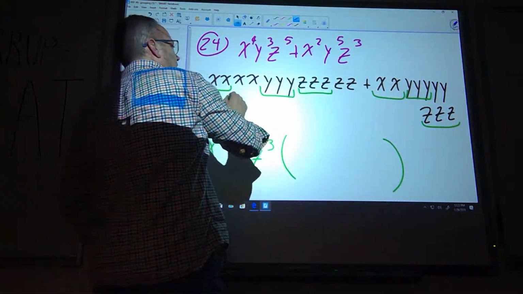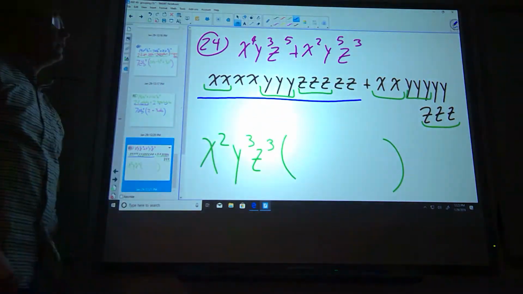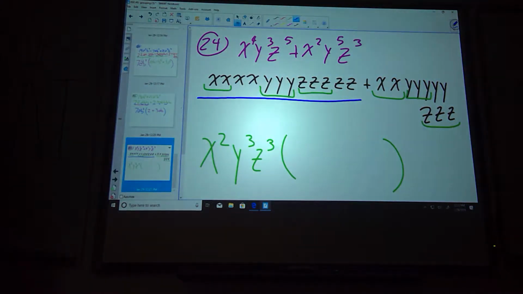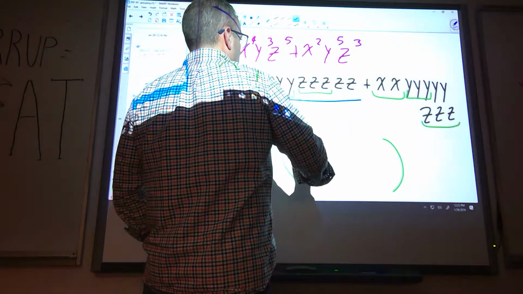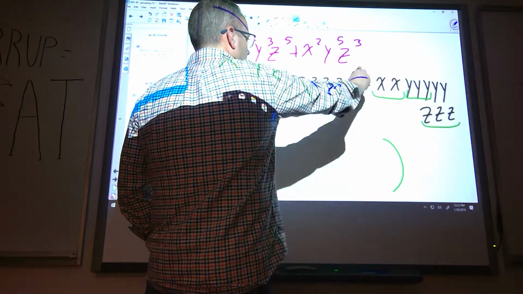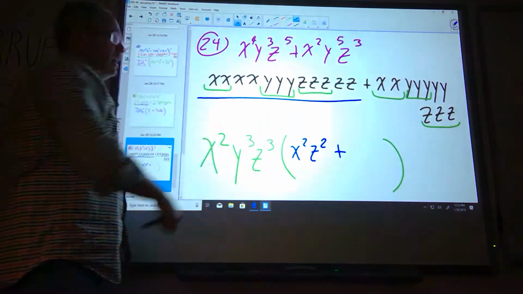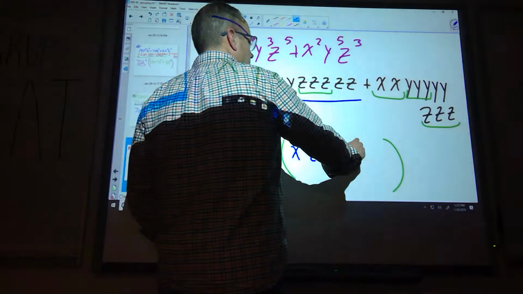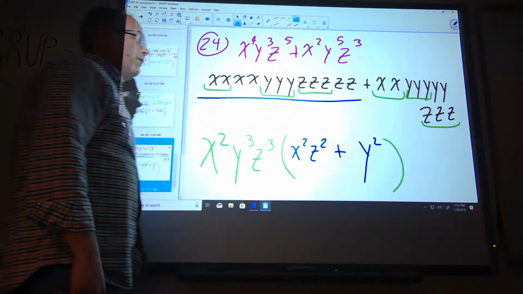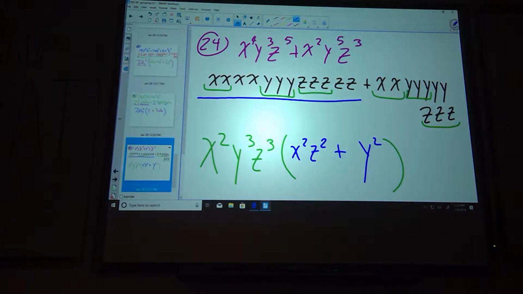So if I take all those out, what do I have left? I have 2 x's and 2 z's, so I have x squared and z squared. Bring the plus down. What about that last one? What do I have left? Y squared. Done. All finished. Anything else from that worksheet you want to take a look at?